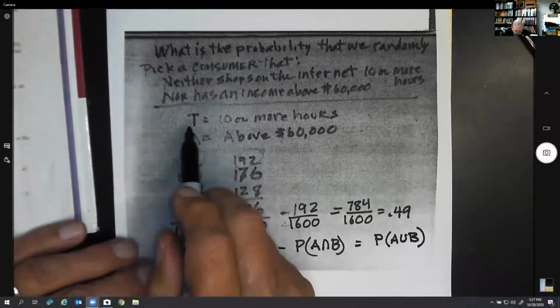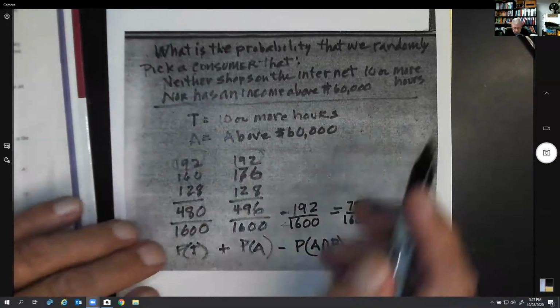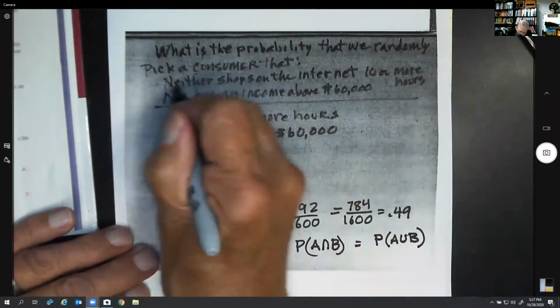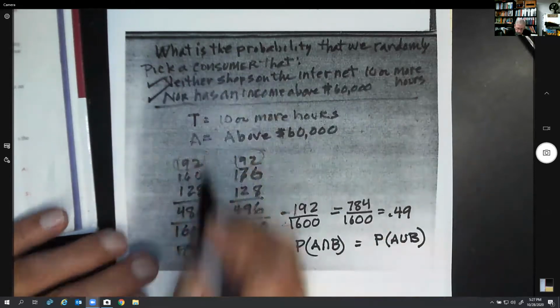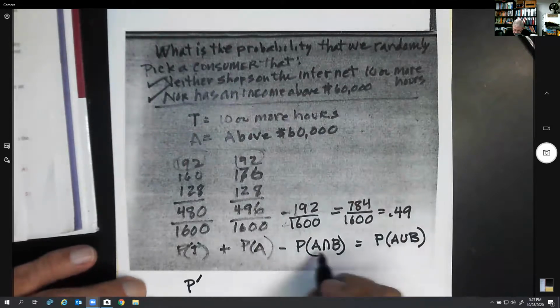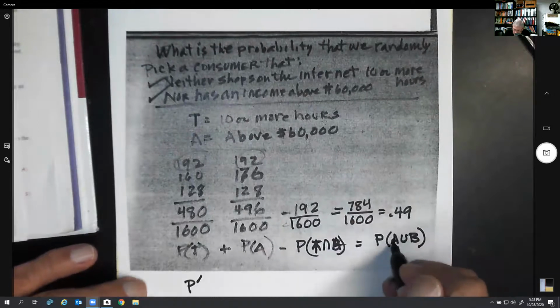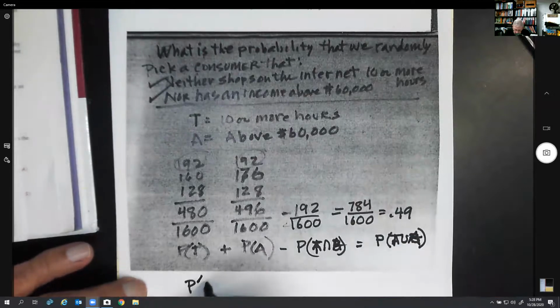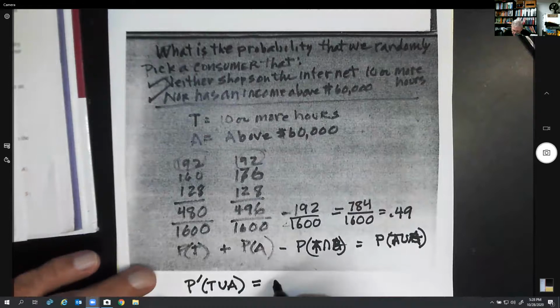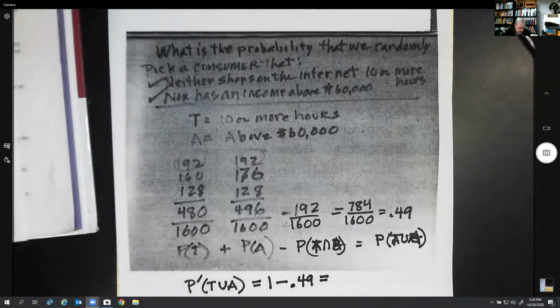But we assumed that these people spend 10 or more hours. We want to know the person that does not spend 10 hours and does not have an income above 60,000. So what we're going to do is use the complement of this thing. This should have been T intersect A. I guess I have the wrong numbers here. That's okay. We want the complement of T union A. How do I find that? I take 1 minus 0.49.